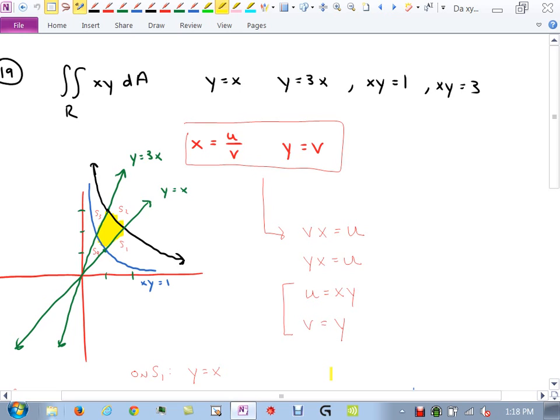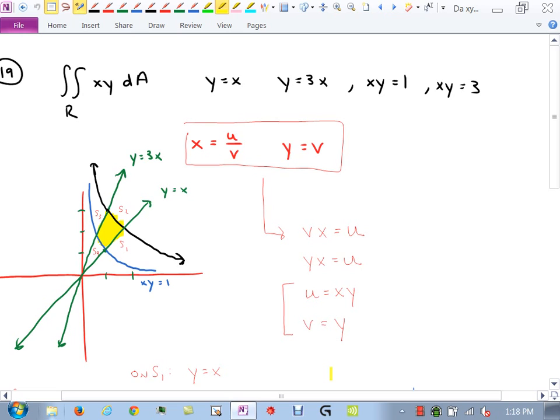y equals x, identity, right? y equals 3x, identity, slope 3, basically. xy equals 1 is the same as y equals 1 over x, so that's this one right here. And then xy equals 3 is the same as y equals 3 over x, which is this one right here. And then here are your 2 lines. So you can see that region.